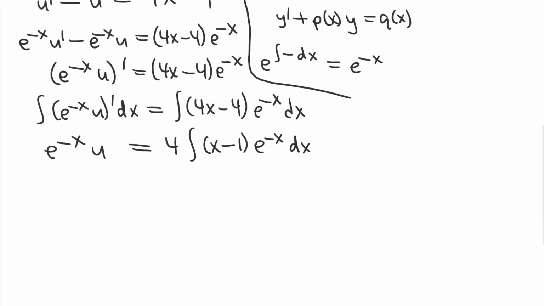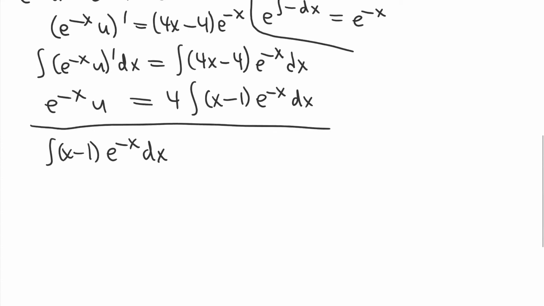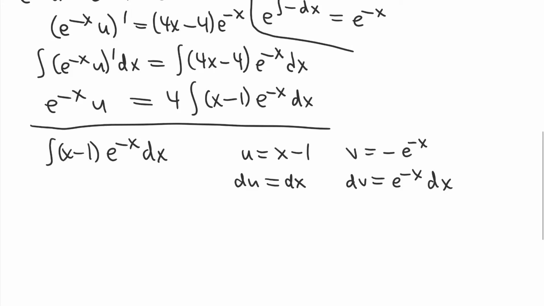Now, because it's the product of two functions, the method we have to use here is integration by parts. So I'll copy this down here and do this integral quickly. This video is not meant to be a tutorial on integration by parts, so I'll go through quickly. We let u be x minus 1, so the derivative of u is dx. The dv becomes the other part times dx, and so v is negative e to the negative x.